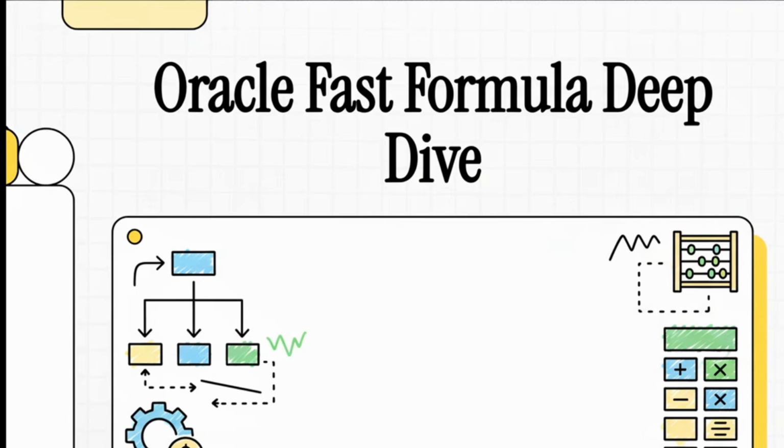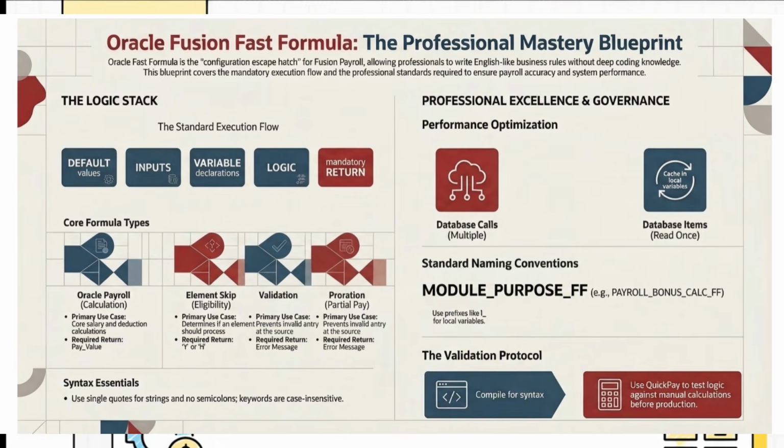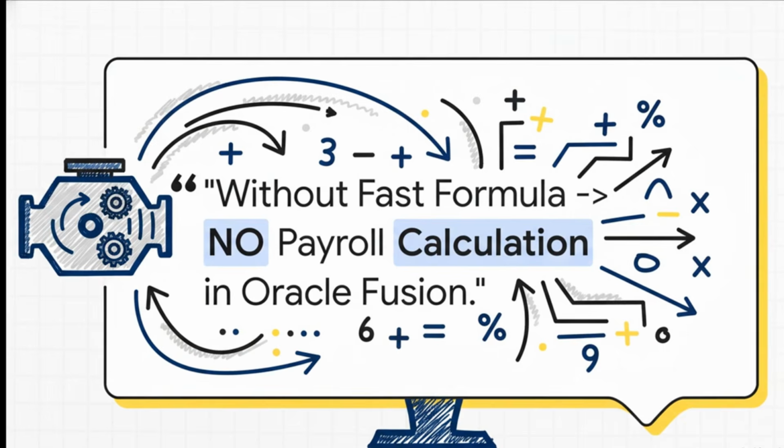All right, so if you're a functional consultant working in Oracle Fusion, you know the feeling. You get a business requirement that's so specific, so unique, that it just doesn't fit into any of the standard configuration boxes. Well, today we're pulling back the curtain on the tool that lets you solve those exact problems. We're doing a deep dive into Oracle Fast Formula. Let's get into it.